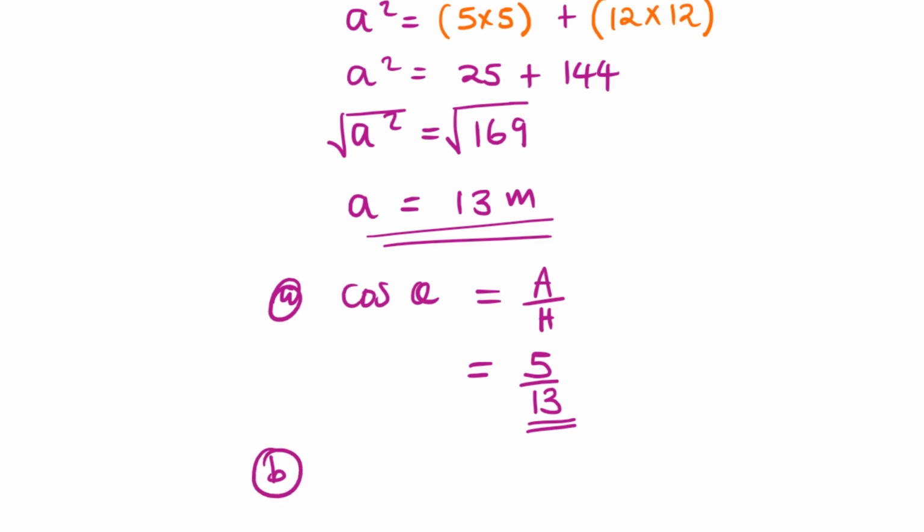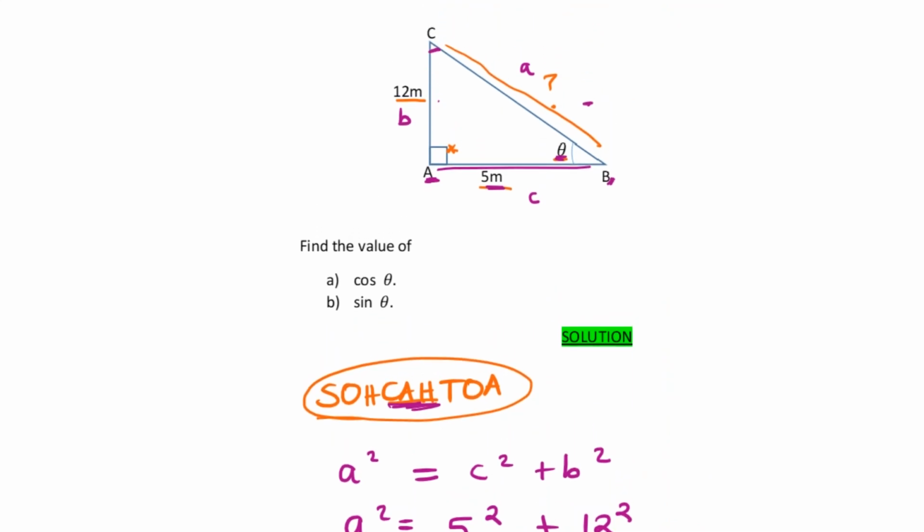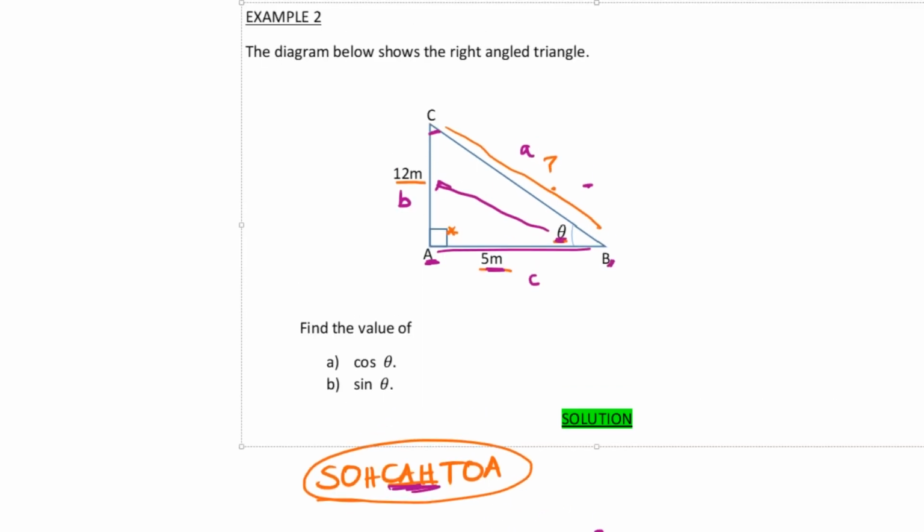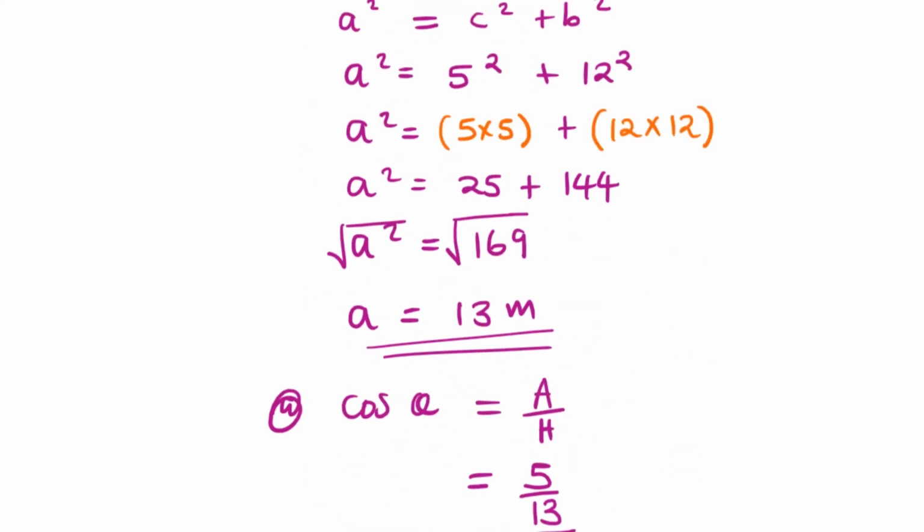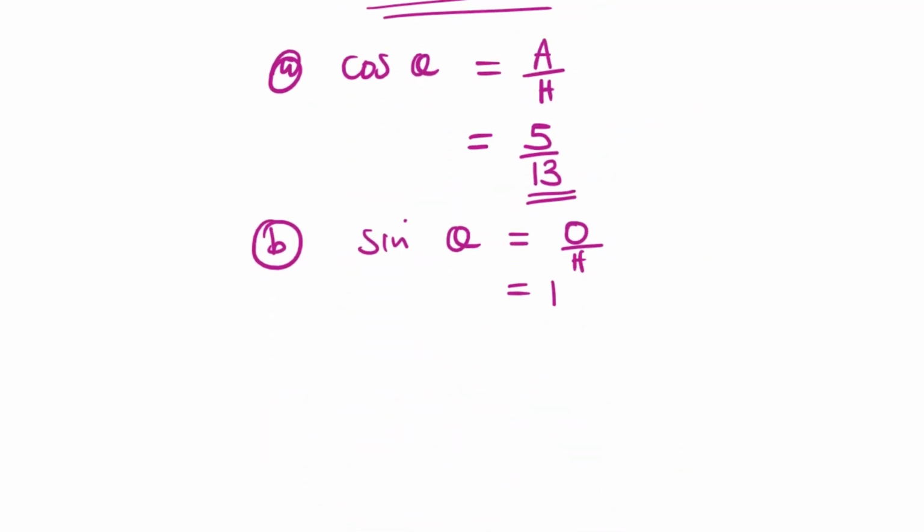Then for b we are saying sine theta. Okay, sine is the one that is opposite over hypotenuse. Okay, so the opposite, we go back to the diagram. The opposite of this angle is just the length in front of the angle, and we are saying it should be 12. So we have found 12, the hypotenuse is 13, and this will be the answer. Okay, thank you very much.